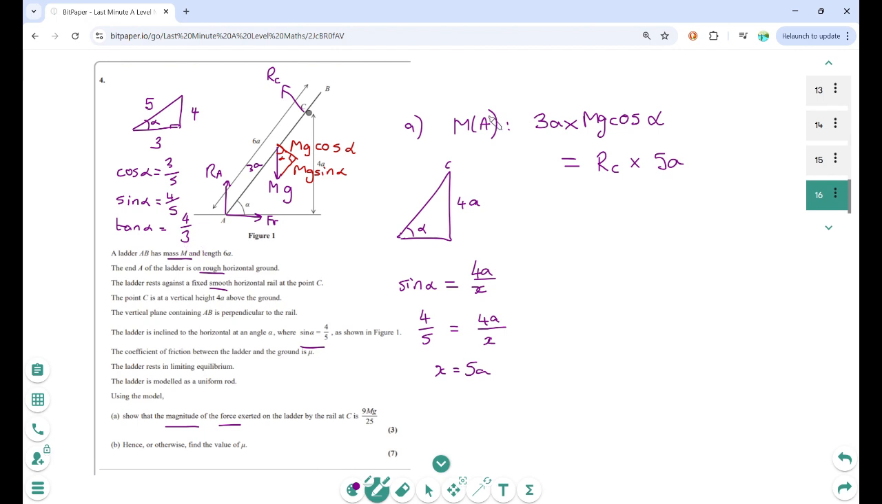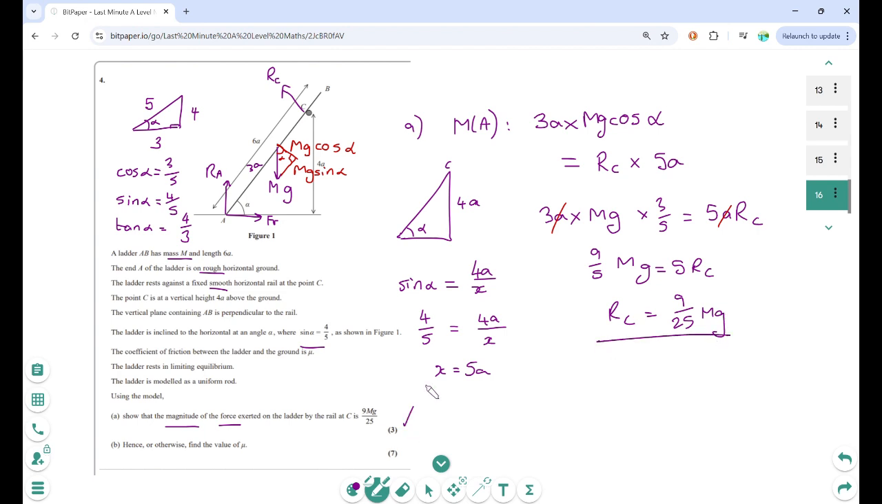So now looking at our equation, we can simplify this because we know cos alpha. So we're going to say 3a times mg times 3/5 is 5aRC, just organizing that a little bit. Simplify anything you can cancel from both sides, so we're going to cancel the a's. Simplifying this, we have 9/5 mg is 5RC. RC is 9/25 of mg, which is exactly the answer we're looking for.